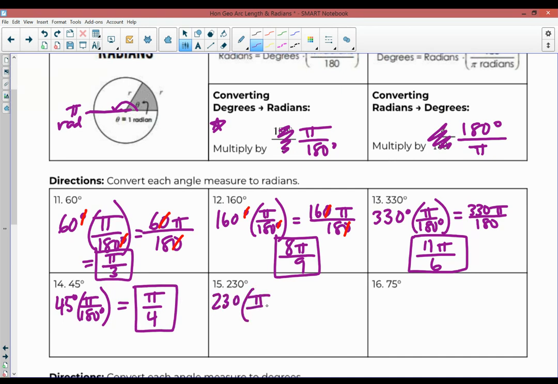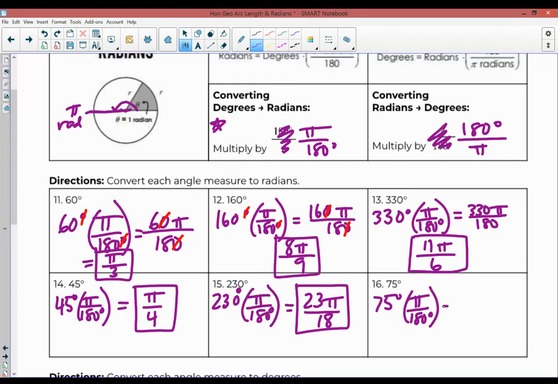230 times pi over 180. Reduce the fraction, 23 over 18. Doesn't reduce, so that's fine. You just leave it like that, 23 pi over 18. Notice all of these have pi in the answer. 75 degrees times pi over 180 degrees. That's going to be 5 pi over 12.